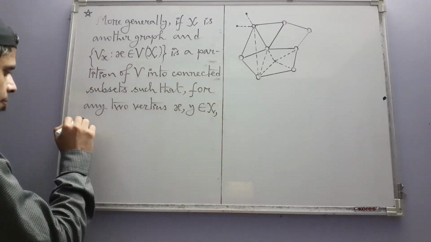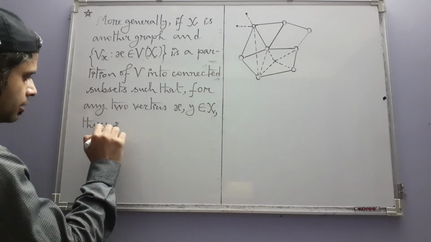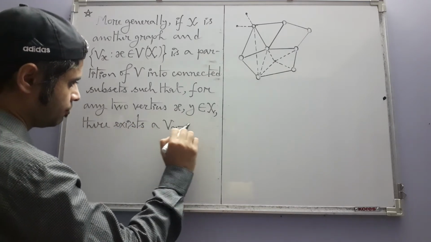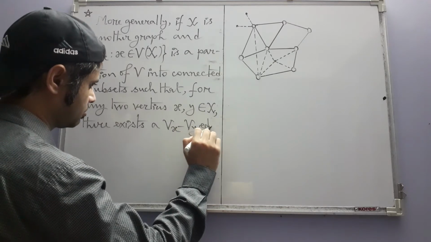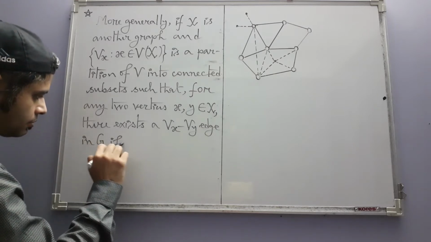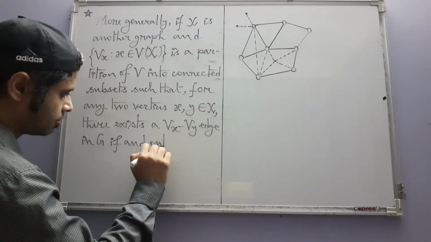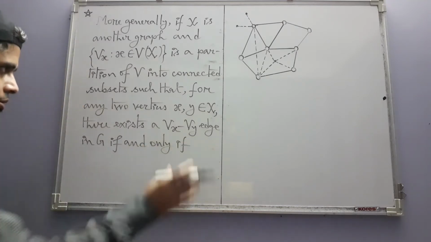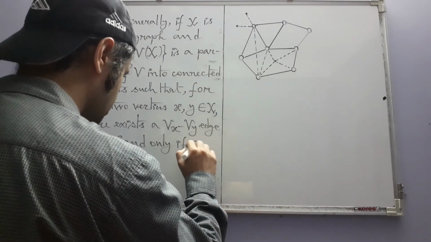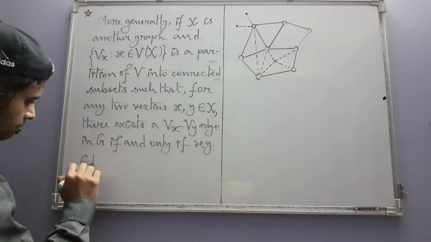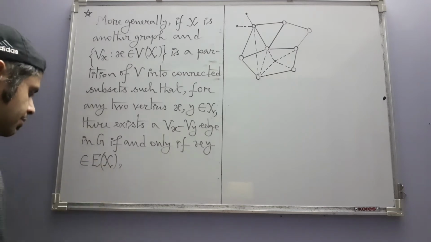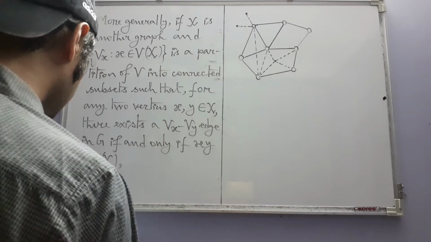Anyway, there exists a Vx Vy edge in G if and only if these two vertices form an edge in X, that is, xy belongs to the edge set of X. If all these things happen, then we call G an MX.